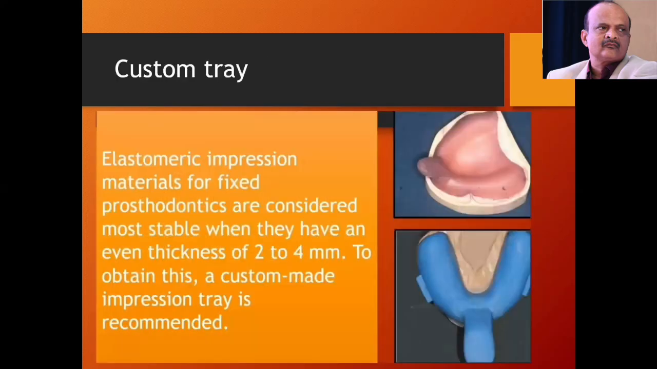Custom tray. It is important that elastomeric impression materials are considered more stable when they have an even thickness of around 2 to 4 mm. And to obtain this, we need a custom tray to be fabricated. The custom tray should cover all the areas, and it should relieve the frenums. For the lower, the handle should be in such a way that it pops out of the mouth without interfering with the lip movement. And the transverse ridges are to be created on the posterior segment of mandibular trays for easier withdrawal.